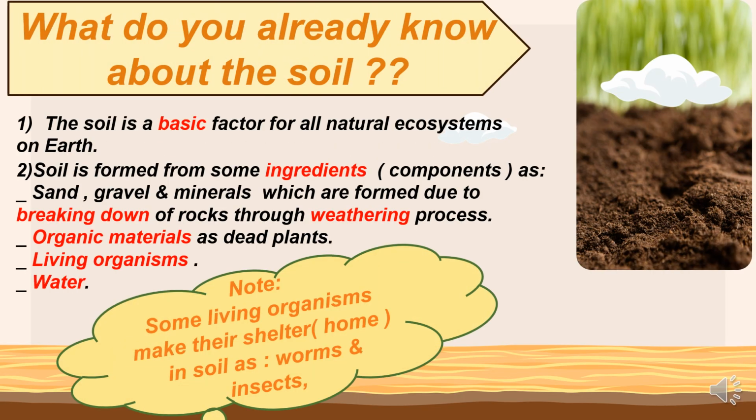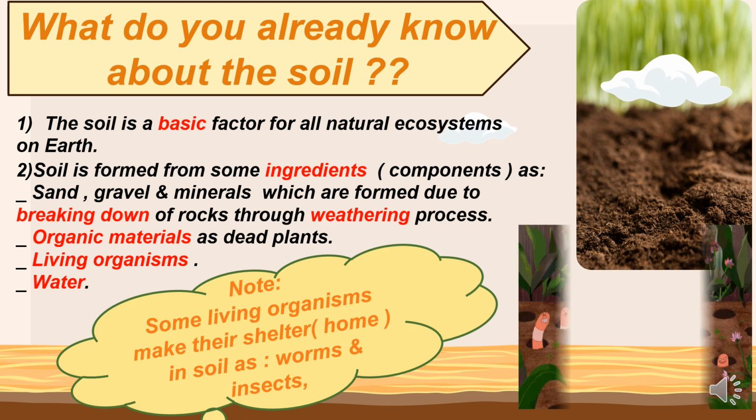And now, primary 6, we're going to remember together some basic information that all of us already know about the soil. For example, number 1, the soil is the basic factor for all the natural ecosystems on Earth. Also, the soil is formed from different components like sand, gravel, and minerals, which are formed due to the breaking down of rocks by a process called weathering, super, primary 6.